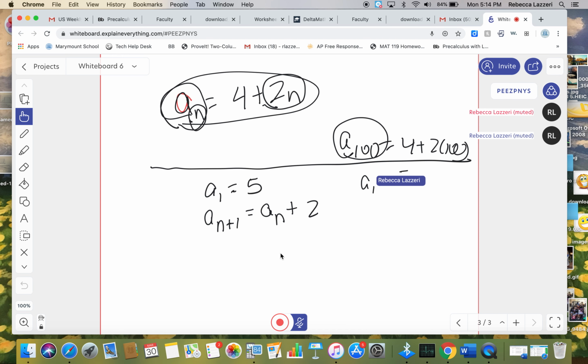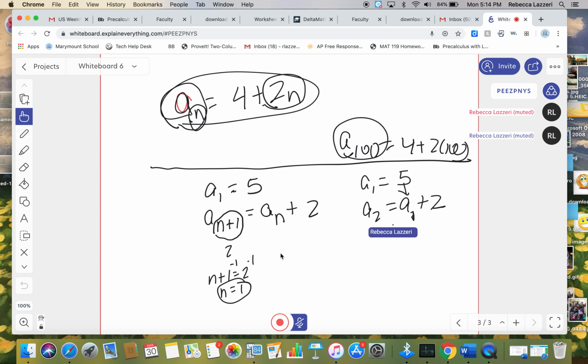A sub 1 is 5. A sub 2, all right, let's look at this. If this is a sub 2, if n plus 1 is 2, then n is 1. And so I have a sub 2 equals a sub 1 plus 2. And now I know a sub 1 is 5. So it's sort of a chain of events called a composite function actually, and you get 7.